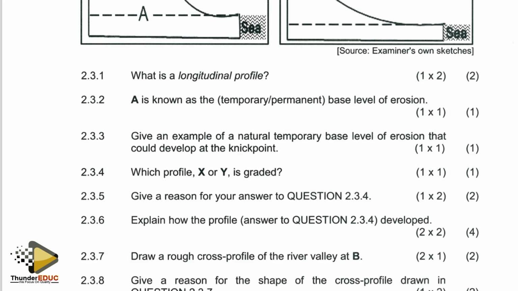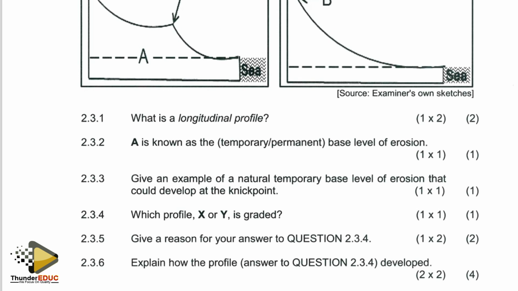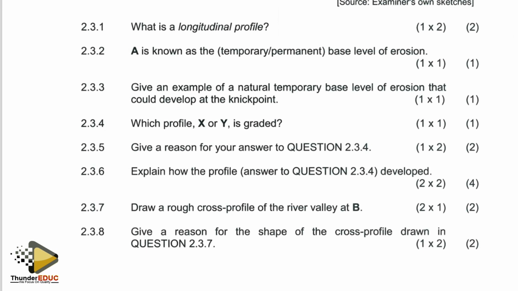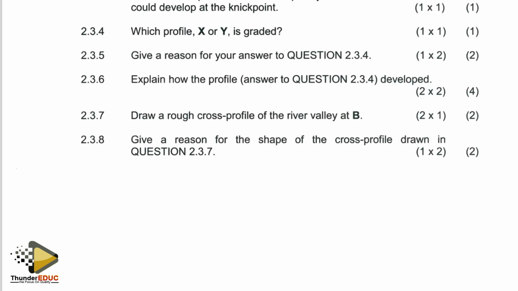Right. And give an example of a natural temporary base level of erosion that could develop at the neck point. At the neck point, we can have a lake developing here. It can be a feature of a temporary base level. Right, we move on to the next question, number 2.3.4.